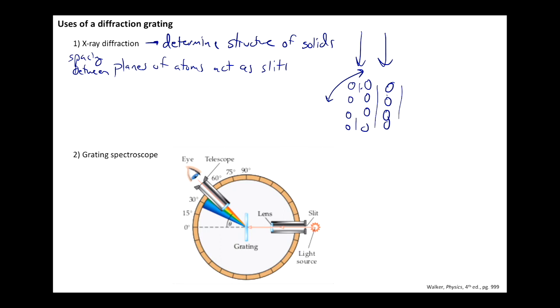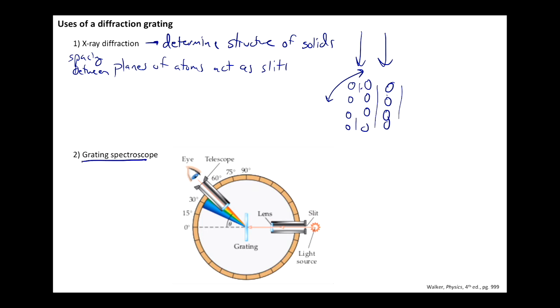Imagining trying to do those calculations with something like DNA breaks my mind a little bit, and I don't even want to think about it too long. But that's the basic idea: using the material itself in nature as your diffraction grating to find the spacing between the atoms, okay? Another thing you can do is the grating spectroscope.